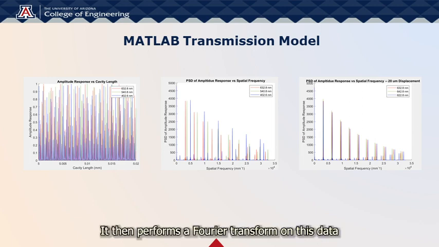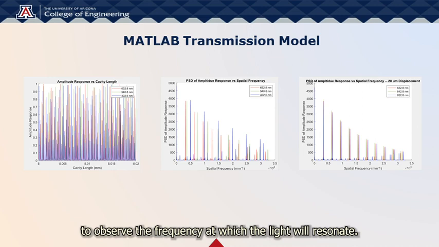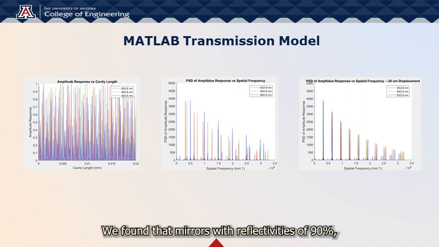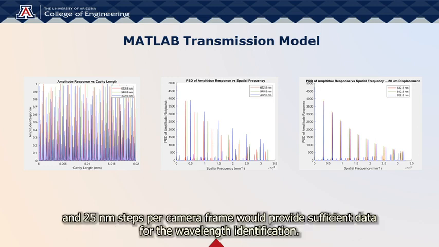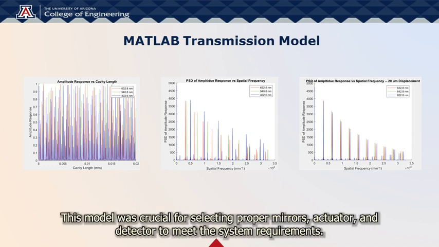It then performs a Fourier transform on this data to observe the frequency at which the light will resonate. We found that mirrors with reflectivities of 90%, a cavity length of 5 mm with a total cavity change of 25 microns, and 25 nanometer steps per camera frame would provide sufficient data for the wavelength identification. This model was crucial for selecting proper mirrors, actuator, and detector to meet the system requirements.